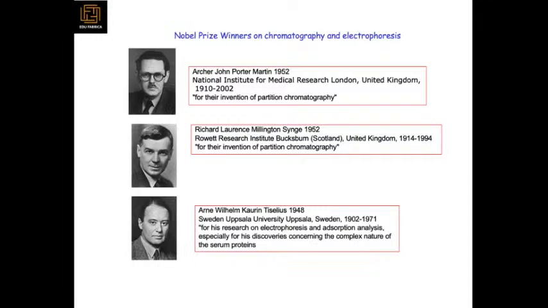So here we will be dealing with the Nobel Prize winners on chromatography and electrophoresis. That is Archer John Porter Martin in 1952 for partition chromatography. Then Professor Singh also on partition chromatography. They got the Nobel Prize. And Tiselius from Uppsala University researched electrophoresis and adsorption analysis on serum proteins. So in 48 they got it. In this year it's mainly CRISPR that is hot. The people who discovered CRISPR got the Nobel Prize.